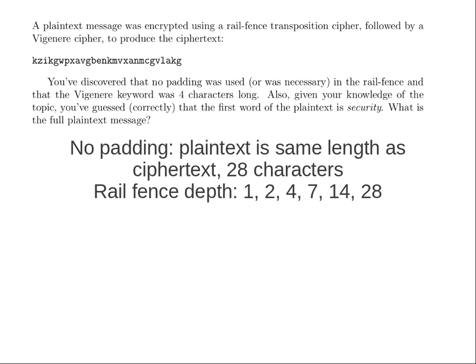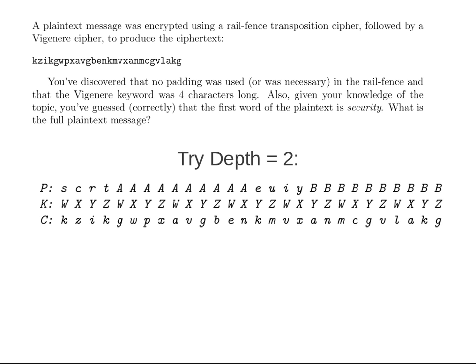I don't know the answer, so I try. You can guess, because I make the exams easy, that I would make it a small number, probably 2 or 4. So I try depth 2. I have at the bottom the ciphertext as the output. At the top I have the plain text if I had a depth 2 rail fence.